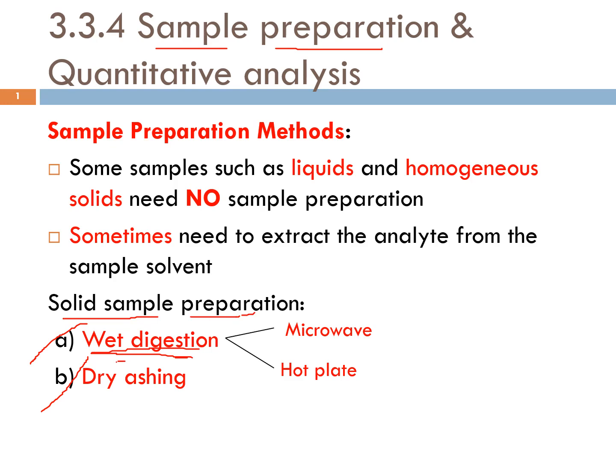Okay, kenapa kita perlu buat sample preparation? Okay, the sample preparation is used to destroy the interference element, which is the element which is not of our interest, in which this element akan interfere during the atomization process. Okay, how it can be done by wet digestion and also dry ashing method.